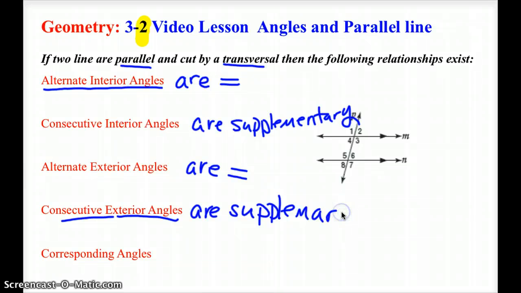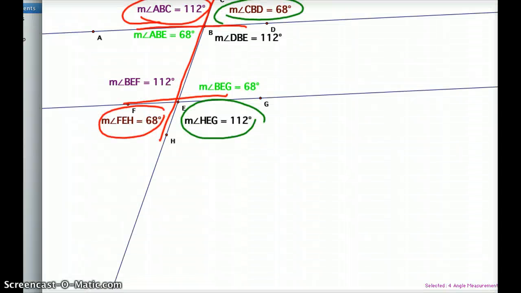Computer's running slow. All right, last thing we're looking at is corresponding angles. I think my smartboard is off, is what I think.